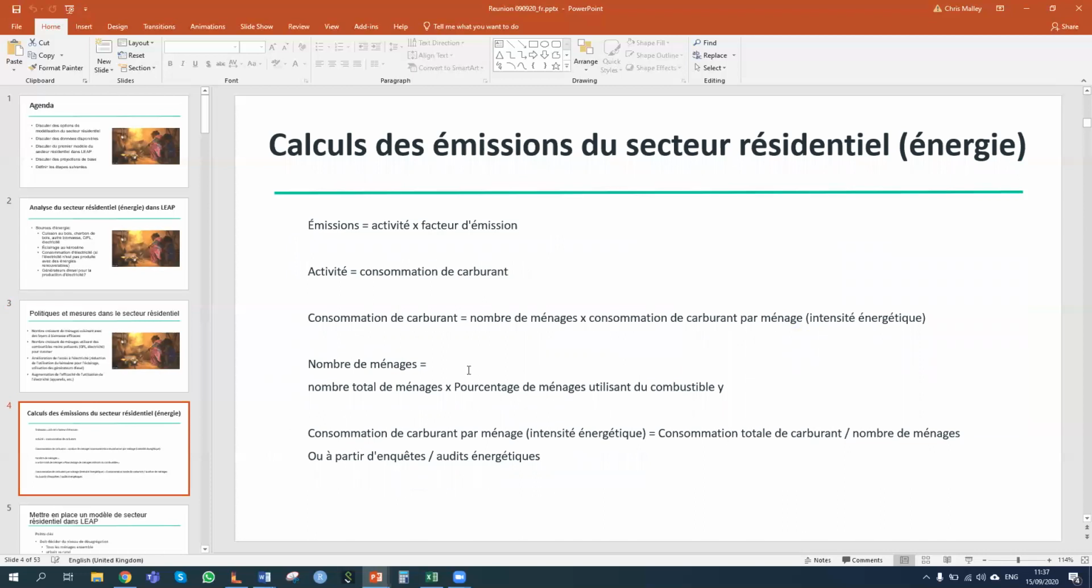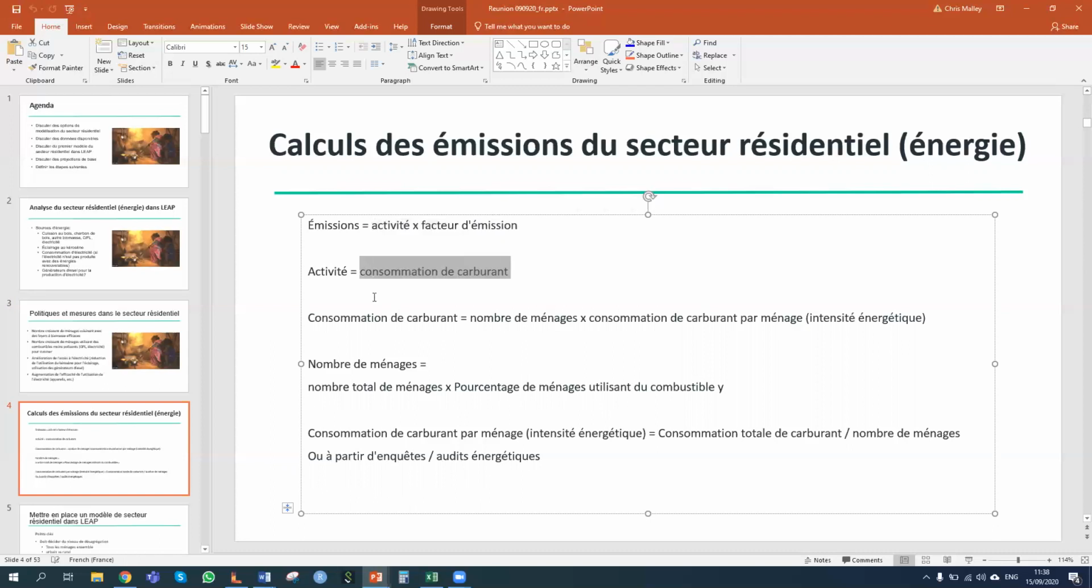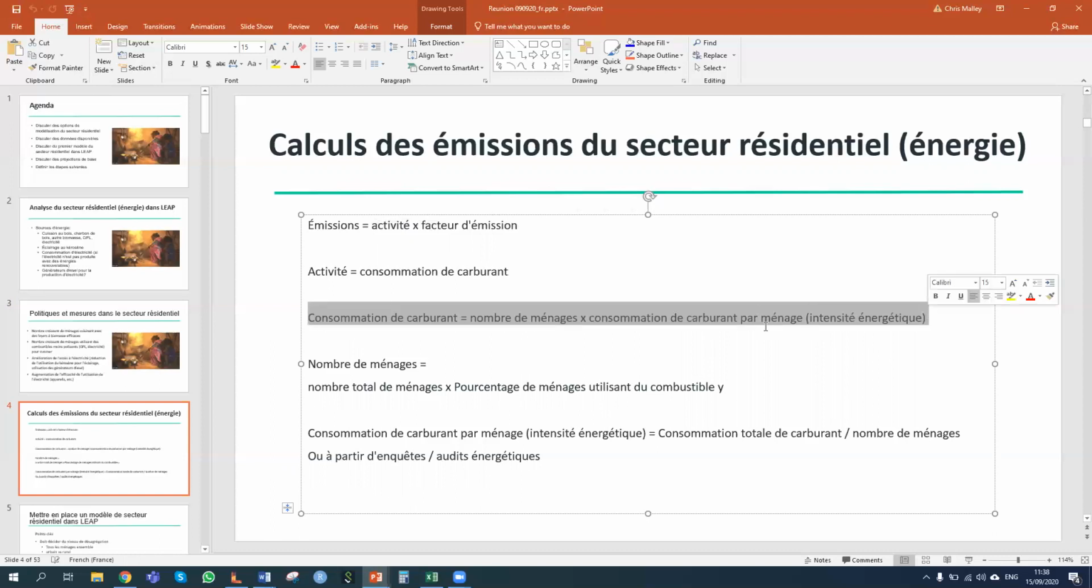The calculations to estimate the emissions are quite simple. We multiply the consumption of different types of fuels by an emission factor. So we have the activity variable times the emission factor to calculate the emissions, and that activity variable is the consumption of fuel. The consumption of fuel is calculated as the number of households who do a particular activity, who consume that fuel, multiplied by the energy intensity, or the average consumption of fuel per household.